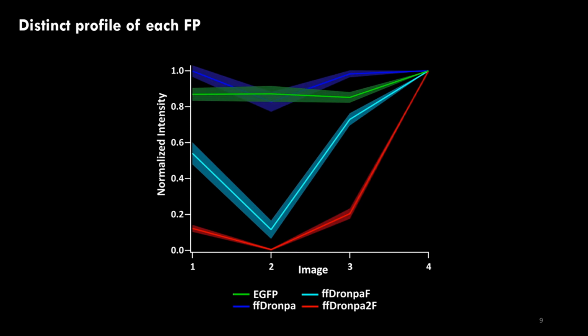And for each image, we have a distinct level of fluorescence intensity, which allows us to separate them. So every time we use image number 4 for normalization, because there they are all at maxima. For example, if you look at image number 3, this is perfect to separate FF-Drompa-F and FF-Drompa-2F, and in image number 2, we can separate these two from FF-Drompa and EGFP.